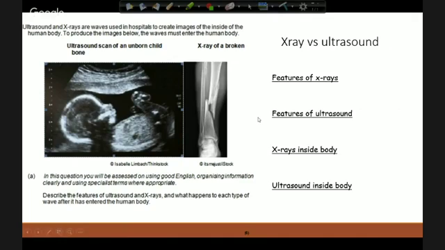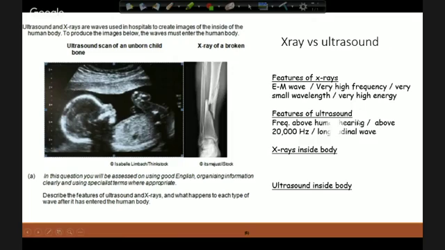So if we just have a look now at some of the answers. Features of X-rays, any one of these will get you the mark. They are an electromagnetic wave, very high frequency, very small wavelength, or very high energy. Features of ultrasound, they are frequencies above human hearing, above 20,000 hertz, or they're a longitudinal wave.